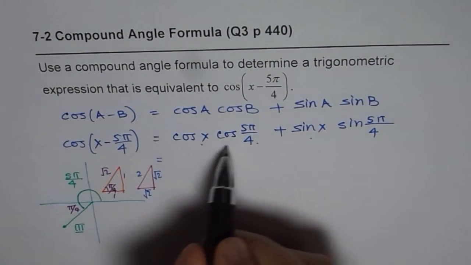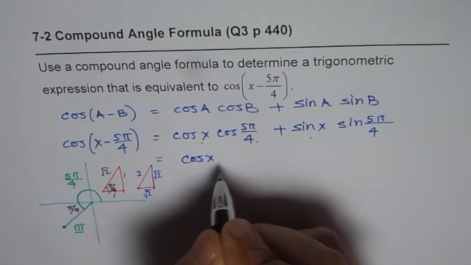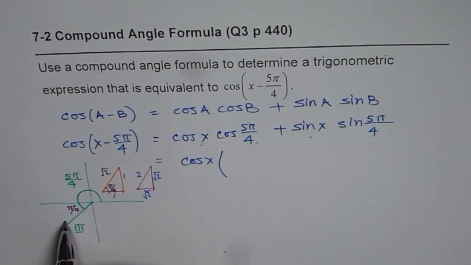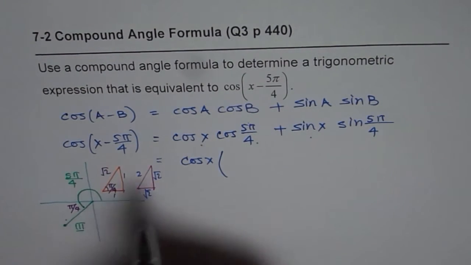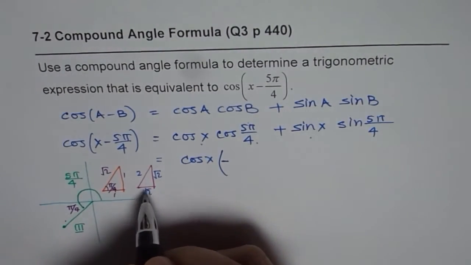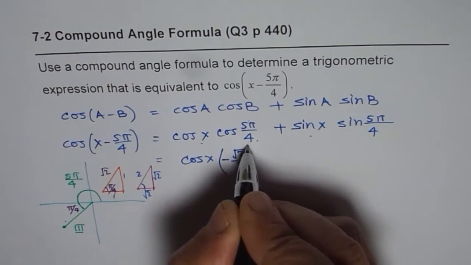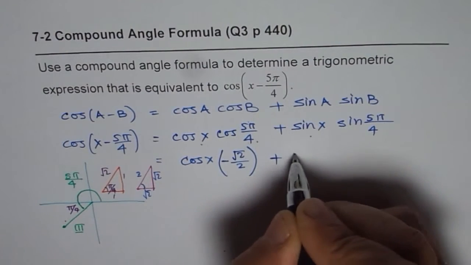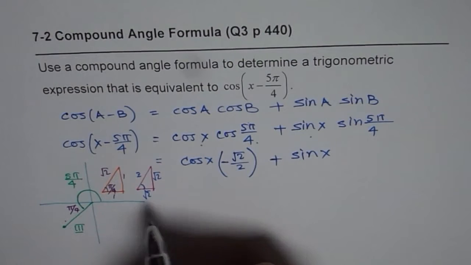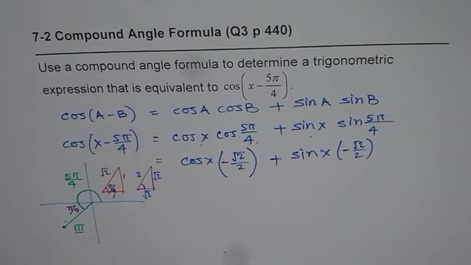So, now we can write this expression as cos of x times, what is cos 5 pi by 4? Since 5 pi by 4 is in quadrant 3, it has to be negative. Acute angle is pi by 4. The value is square root 2 over 2, right? So we can write this as negative square root 2 over 2. That's how we'll get it. Plus sine x, and sine 5 pi by 4 is also negative square root 2 over 2. You get the point, correct?